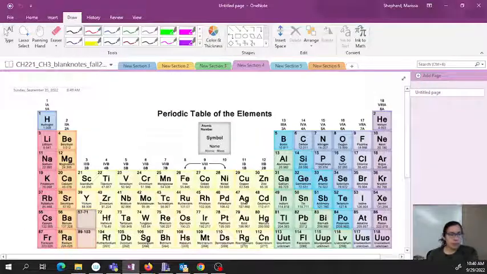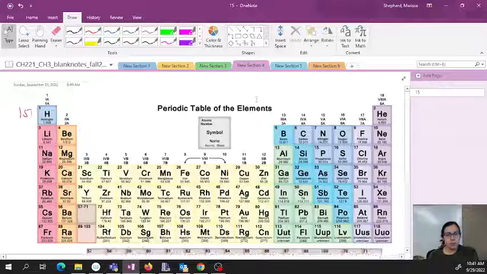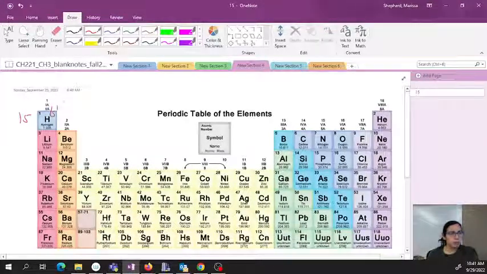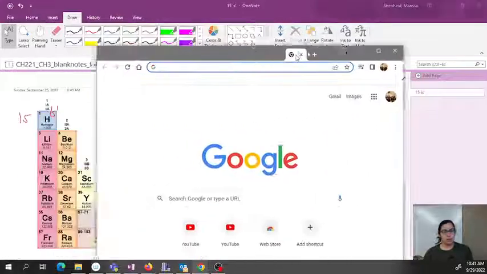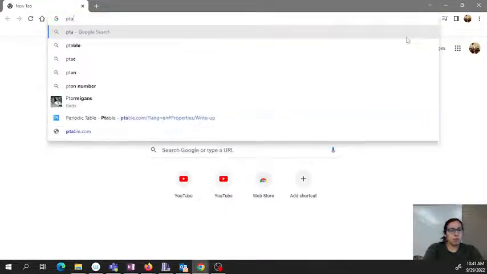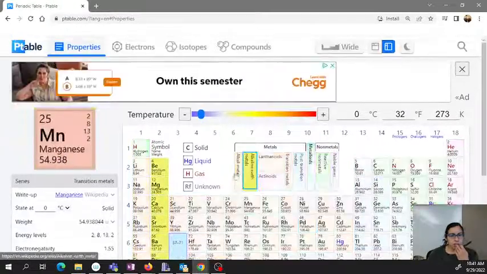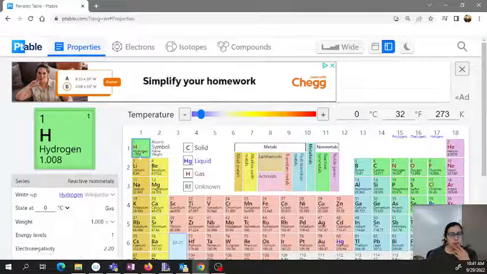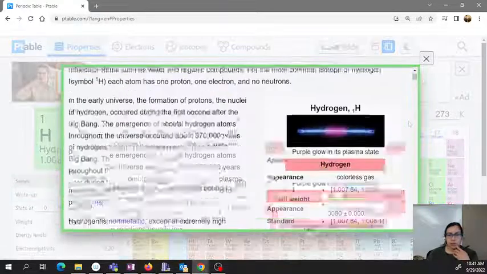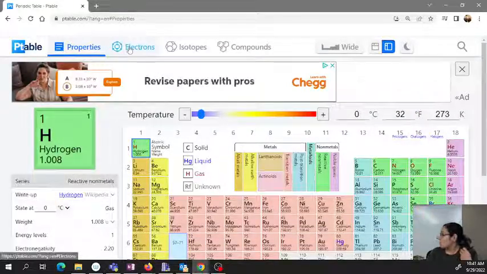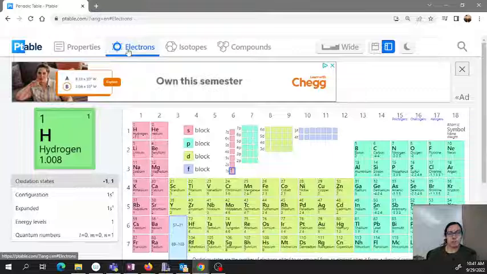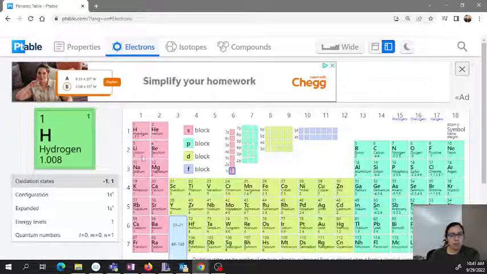So if we start over here, we said this was the 1s orbital. So this is our lowest in energy, so we would fill that up first. So this is 1s1. And let me pull up another resource. If you want to follow along, you can go to ptable.com. We were using this in the properties mode last time to look at the pretty pictures. But if you go over to the top to the electron mode, now it will give us the electron configuration and also oxidation states, or at least, again, the most common ones.